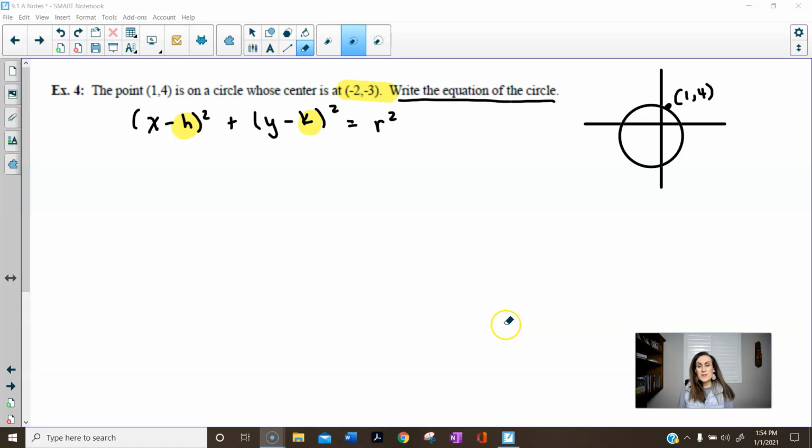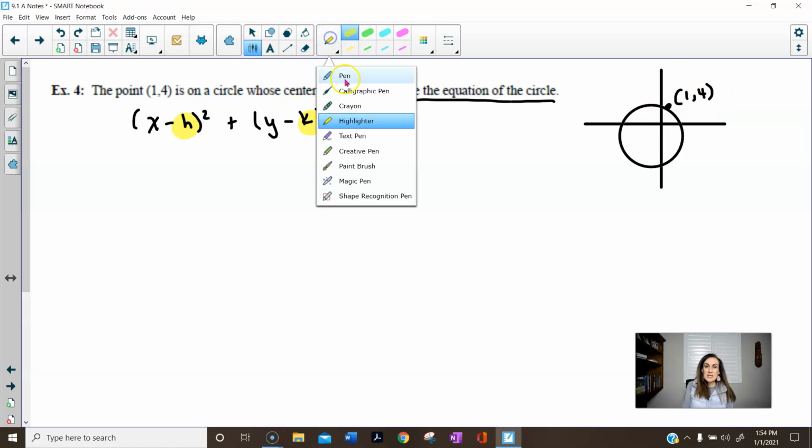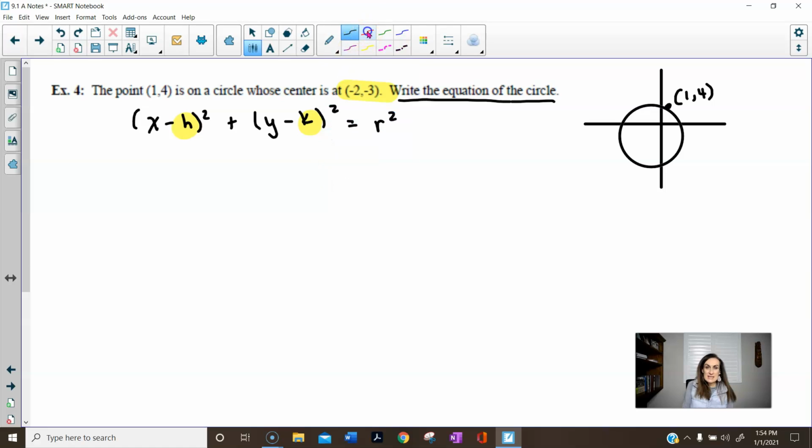So example 4, the point 1, 4 is on the circle whose center is at -2, -3. Write the equation of the circle. So here's the circle. Here's a point on it at 1, 4. The center is H, K. So I'll put an H and a K. And the center is here, and that is at -2, -3.